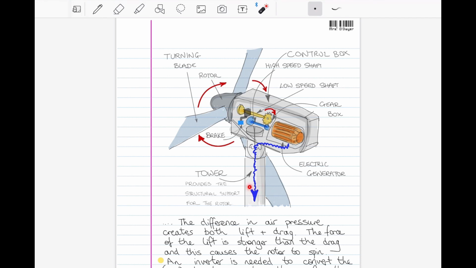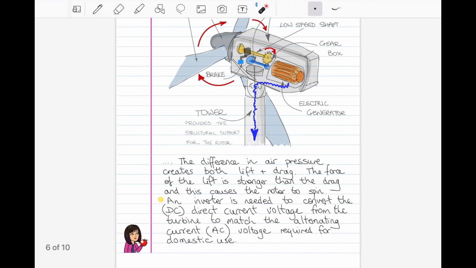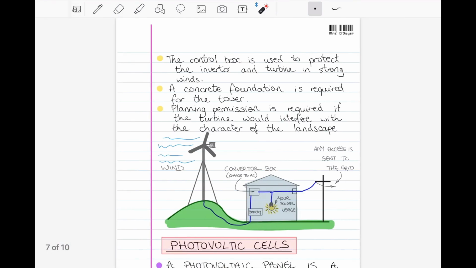And generates our electricity. So that's what's happening inside our wind turbine. Now, you will also need an inverter. The inverter is needed to convert the DC, the direct current voltage from the turbine, to match the AC voltage required in a domestic house. So we have to go from DC to AC, which is direct current to alternating current, which is what we normally have in our house here.